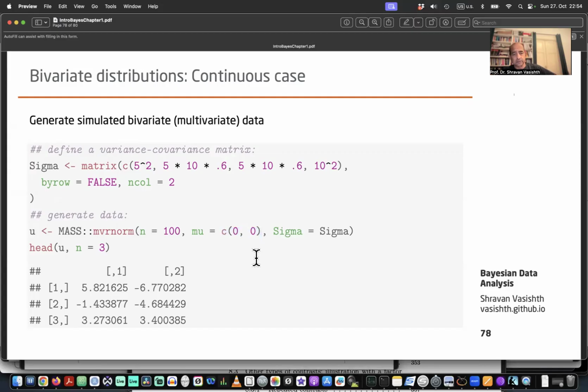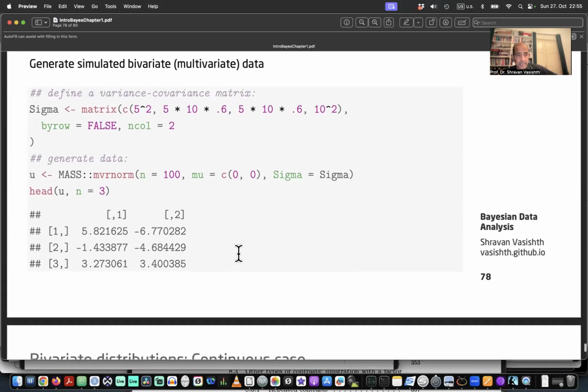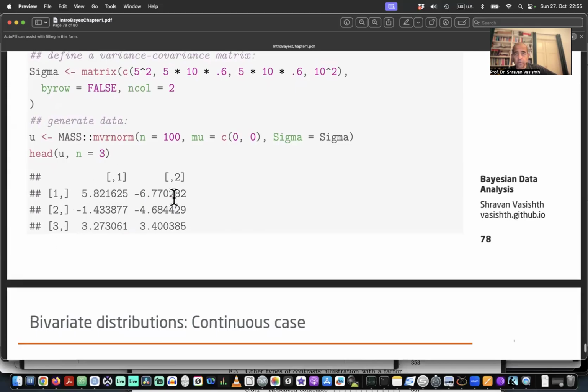So a bivariate distribution. We are assuming that the mu is 0 for the 2 random variables, but the variances are not 1 in this case. I just chose some larger numbers like 5 and 10 for the 2 random variables, right? So I'm generating 100 data points, so 100 pairs of data, because it's a bivariate distribution. I'm generating 100 random data points from this distribution, having defined mu and sigma. And what I get is a 100 by 2 matrix, right? So this is one set of data points for the X and Y values. This is another set of data points for the X and Y values and so on, right?